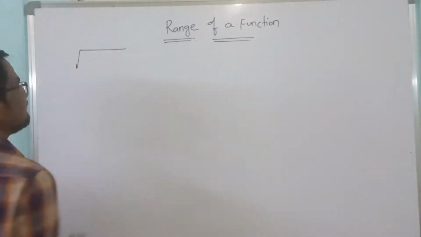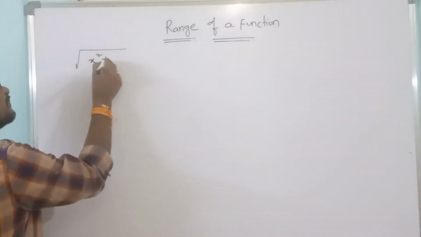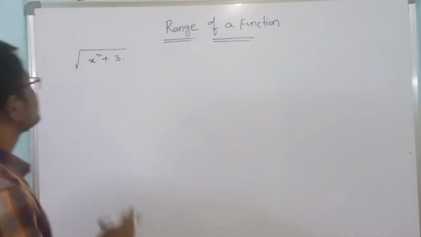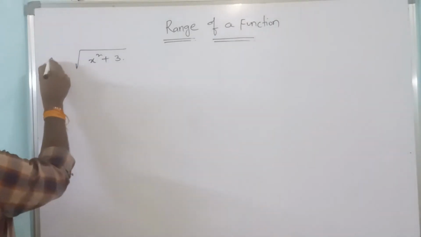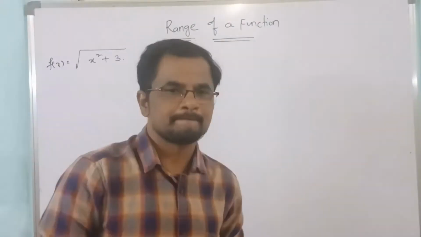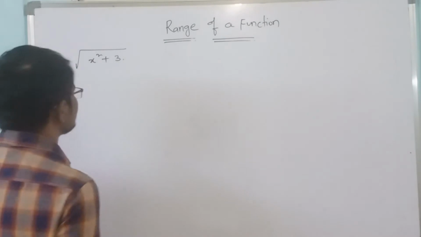Root of x square plus 3 is there. So how to find the range of this function? F of x equal to root of x square plus 3. So here also same procedure we have to follow as previous problems.